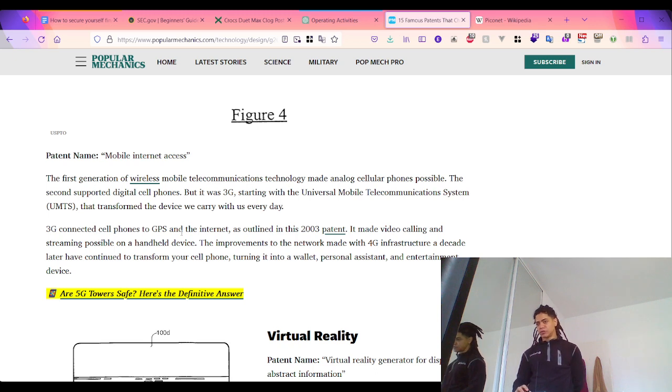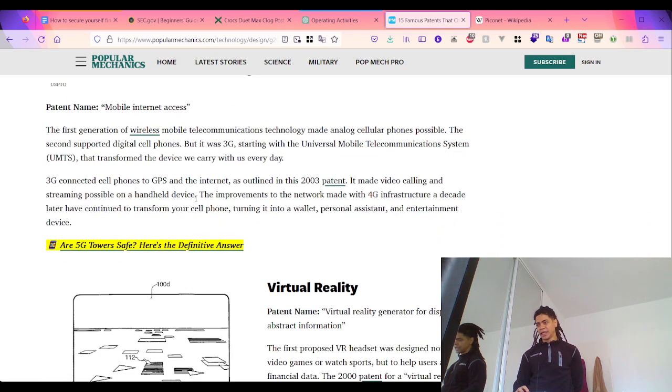3G connects cell phones to GPS and the Internet, as outlined in this 2003 patent. It made video calling and streaming possible on handheld devices. The improvements to the network made with 4G infrastructure a decade later have continued to transform your cell phone, turning it into a wallet, personal assistant, and entertainment device.